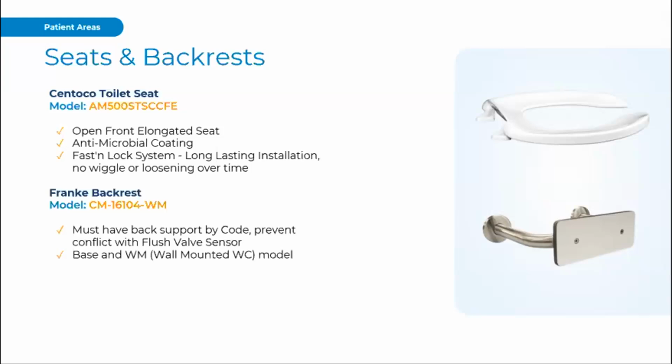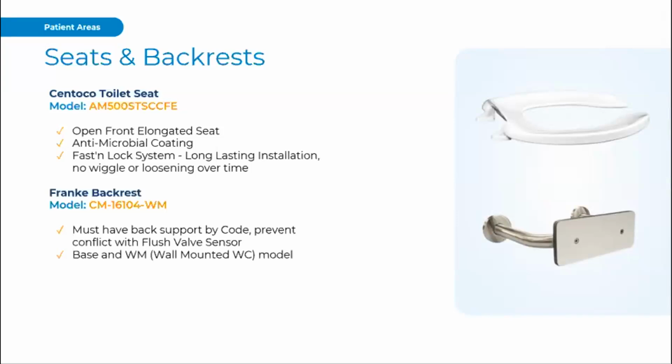Barrier-free will require, at least in most places in Canada, in the US, it's a different standard. But in Canada, we're going to be looking for back support of some kind. This could be accomplished with a seat with cover, and you could use an 820 with that same fasten lock system. However, the seat with cover will regularly have conflicts with the sensor.